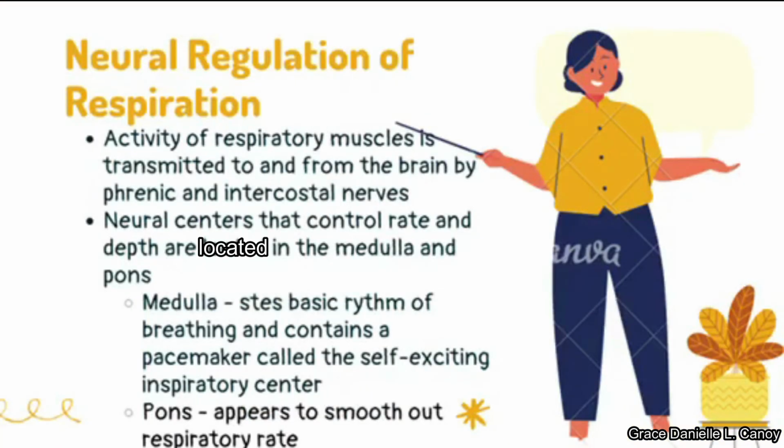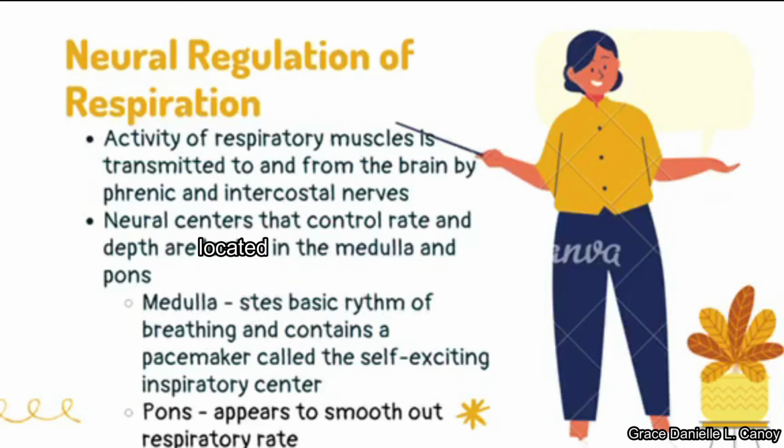Now let's discuss neural regulation of respiration. The activity of respiratory muscles is transmitted to and from the brain by phrenic and intercostal nerves. The phrenic and intercostal nerves are controlled by the respiratory center and issue rhythmic nerve impulses, causing synchronous contraction and relaxation of the diaphragm and intercostal muscles to produce respiratory movements. Neural centers that control rate and depth are located in the medulla and pons.